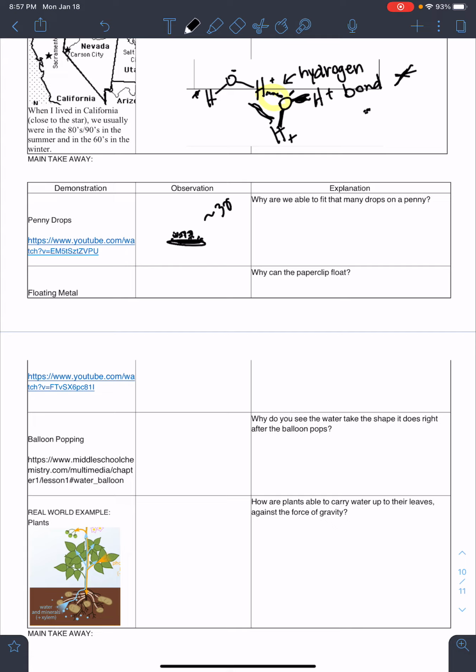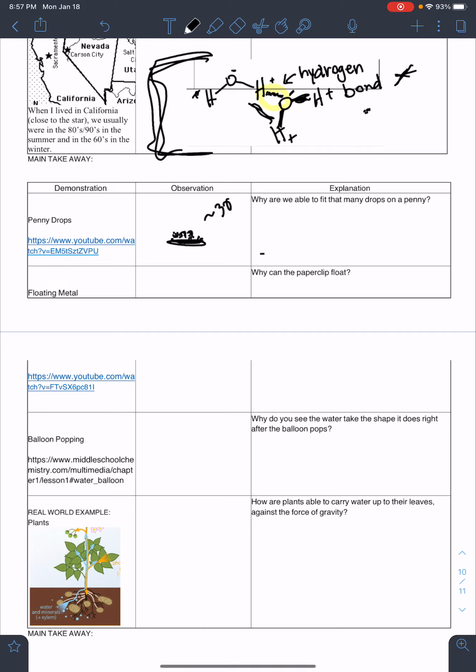And so we need to talk about why so many of those drops were able to stick to our penny, fit on our penny. I use the word stick, and water has two different properties. It is able to stick well with itself and stick well to other things. And again, this is because of our hydrogen bonding. You'll notice that the hydrogen bond between that O and H makes water very sticky.